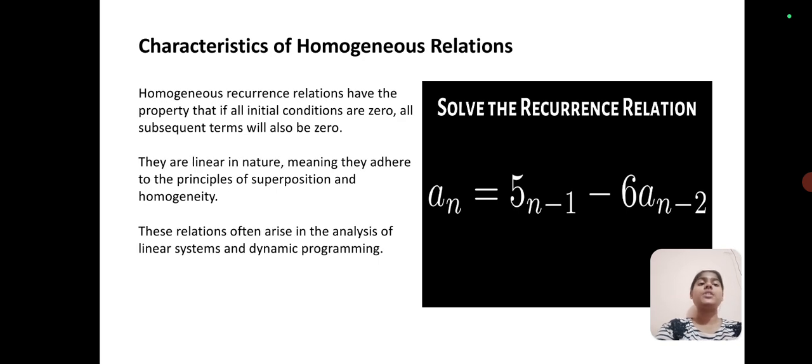Characteristic of homogeneous relations. Recurrence relations have the property that if all initial conditions are 0, all subsequent terms will also be 0. They are linear in nature, meaning they adhere to the principles of superposition and homogeneity. These relations often arise in the analysis of linear systems and dynamic programming.